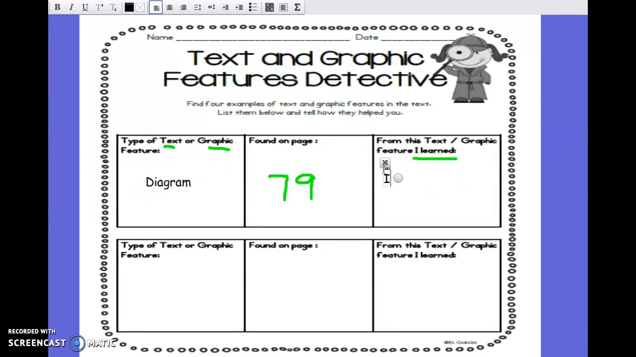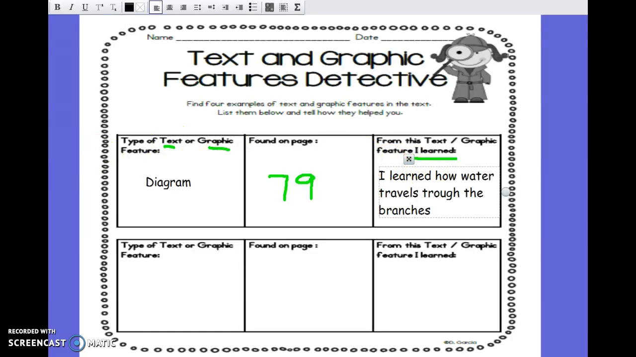I learned how water travels through the branches, which again is what the author wrote about in that section right below the diagram. But having that visual, that diagram with the labels and the arrow and the pictures, helped me understand better. Let me understand the text a little easier.